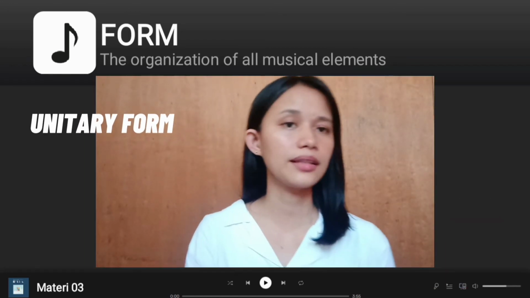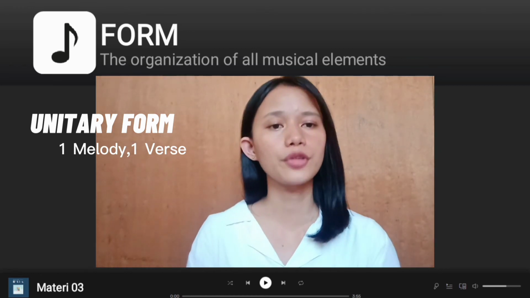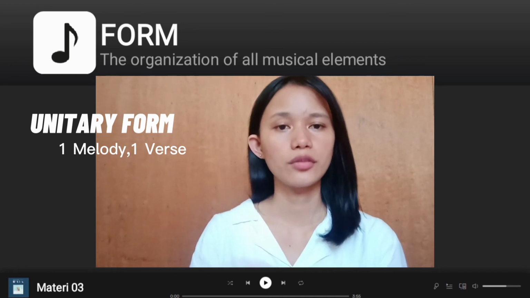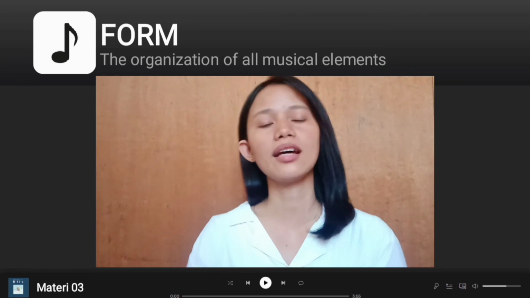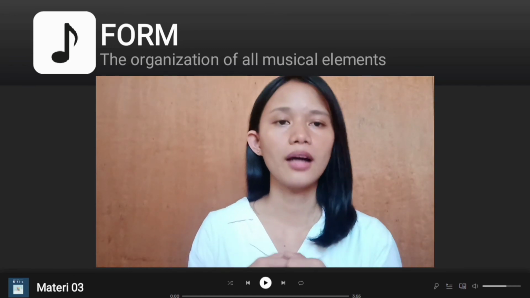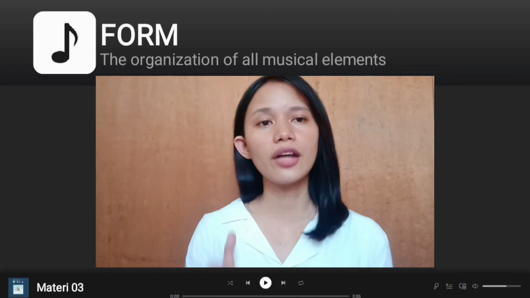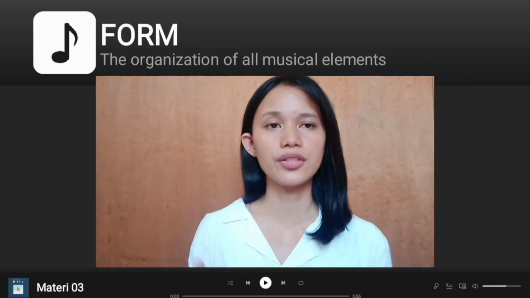Ito yung pinakamadali. Sa unitary form, ang tatandaan lang natin, pag unitary form siya, meron siyang one melody and one verse. Ulit-ulit lang siya. Mga example nito is Row, Row, Row Your Boat, Baa Baa Black Sheep, Happy Birthday, Rain, Rain, Go Away, ganyan. Madalas, ang unitary form ay ginagamit sa mga lullabies o kaya naman ay nursery rhymes.